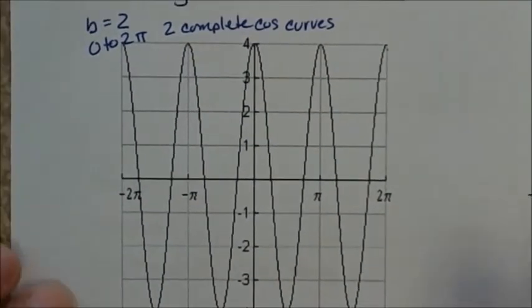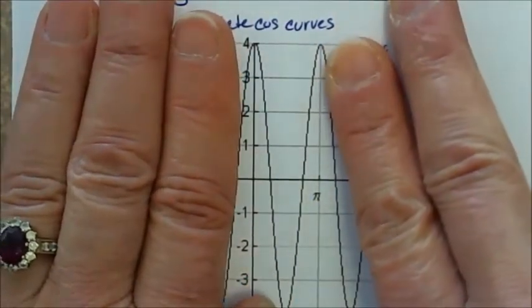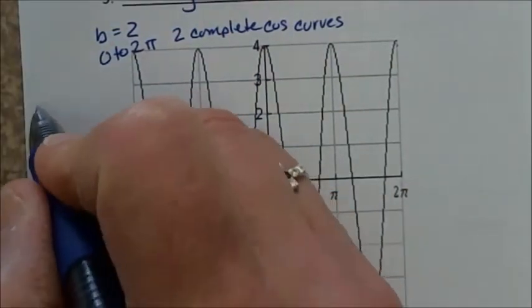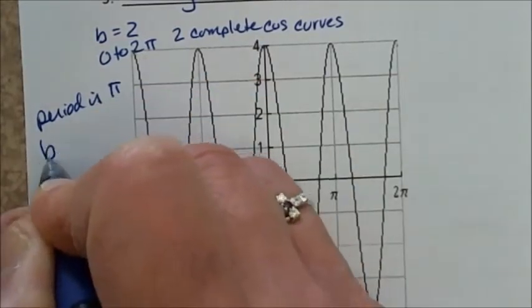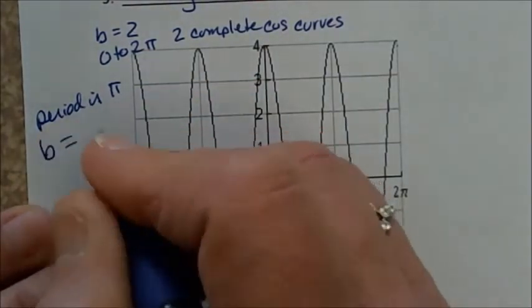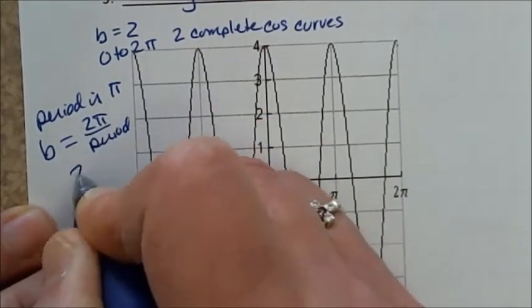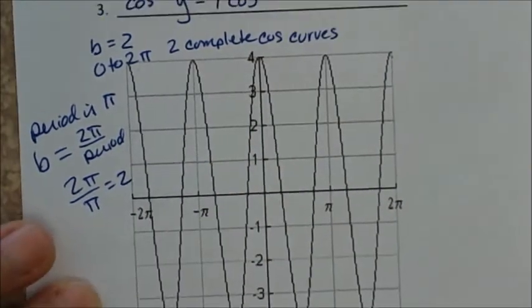Otherwise, the other way to get the b value is what is the period? What is the length of one complete cycle? It's pi, right? From 0 to pi, you have one complete cosine curve. So the period would be pi. So the b value can be found by taking 2 pi divided by the period. So 2 pi over pi is 2. So again, our b value is 2.